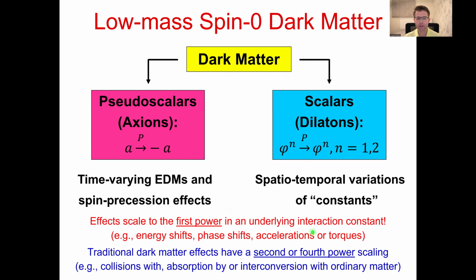And these first power effects are quite different from traditional signatures of dark matter, which have a second or fourth power scaling in the interaction constant. So traditional effects of dark matter involve searching for effects like collisions, absorption, or interconversion of ordinary matter with dark matter. But because the interaction constants that we deal with are inferred to be very small parameters, having a first power signature in this case can in principle lead to a very big advantage in terms of the experimental reach of these types of approaches.